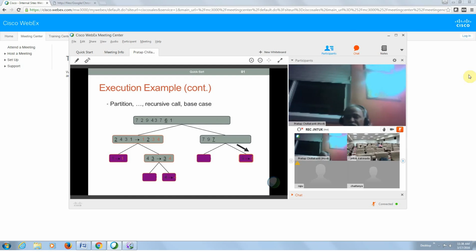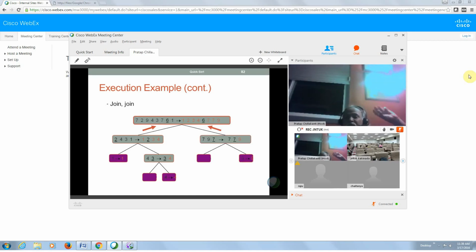This is a very, very legitimate question in a final exam. Whoever the examiner is, they would give you the top node, 7 2 9 4 3 7 6 1 type of a thing and ask you to illustrate, choose a pivot element. They probably would give you a pivot element like here I gave you 6, and they'll ask you to draw the tree like this. Okay, you should be comfortable doing that. So after I show you this one, then you will remember it. Okay?